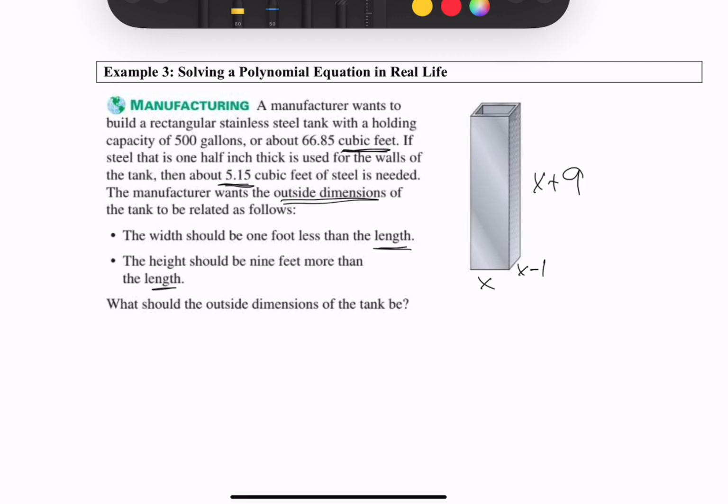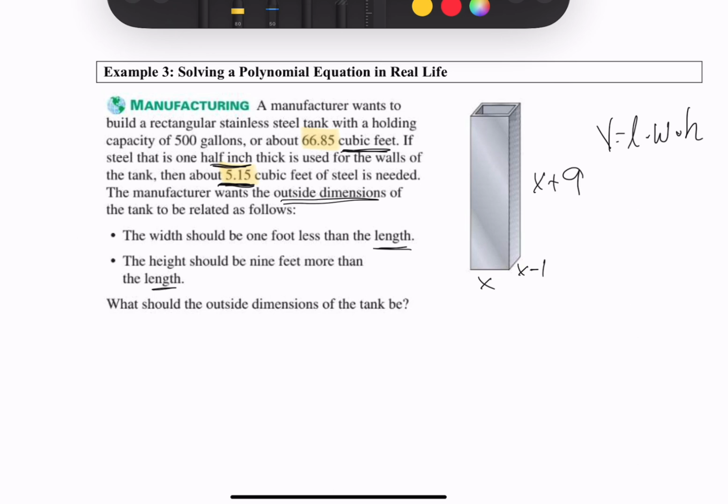All right, so talking about the volume of this rectangular prism, remember the volume is always length times width times height, or any combination that looks something like that. So what should the outside dimensions of the tank be? We want the actual outside. Even though the inside needs to be 66.85 cubic feet, we're going to have some walls that are thicker, which is going to create an additional 5.15 cubic feet of steel being needed. So we're going to add these two numbers together to get our entire volume.